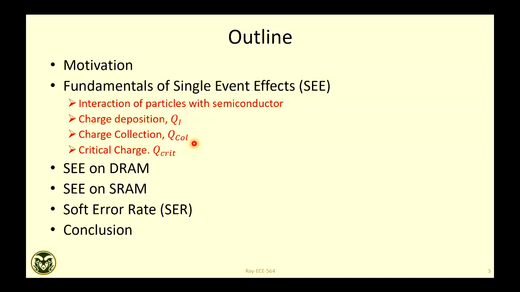And then a very critical concept is called critical charge, that is, how much charge you need to upset a bit. So this is the critical charge. We'll talk about all those terms, and then we will see case studies of single event effects on DRAM as well as SRAM, and then we'll define the soft error rate.